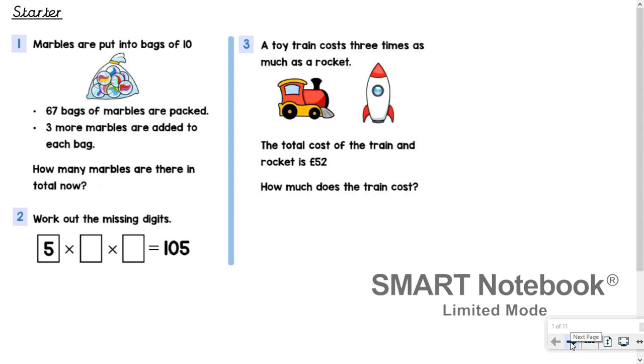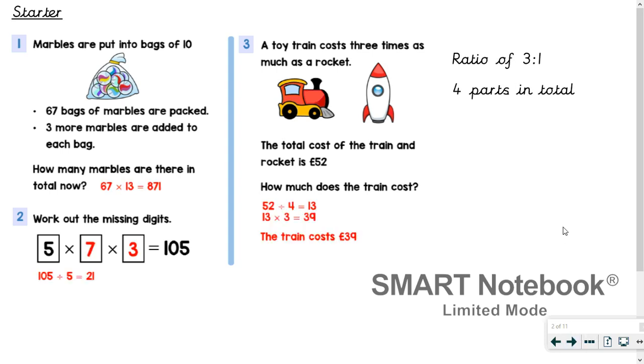Okay, we're back, and let's go through the answers now, see how you did with your starter. So the first question, marbles are put into bags of 10. 67 bags of marbles are packed. 3 more marbles are added to each bag. How many marbles are there in total now? Now, I must admit, when I first read this question, I was really confused because I forgot to read here where it says 67 bags of marbles. I read 67 marbles. So we're trying to work out how to fit those into bags.